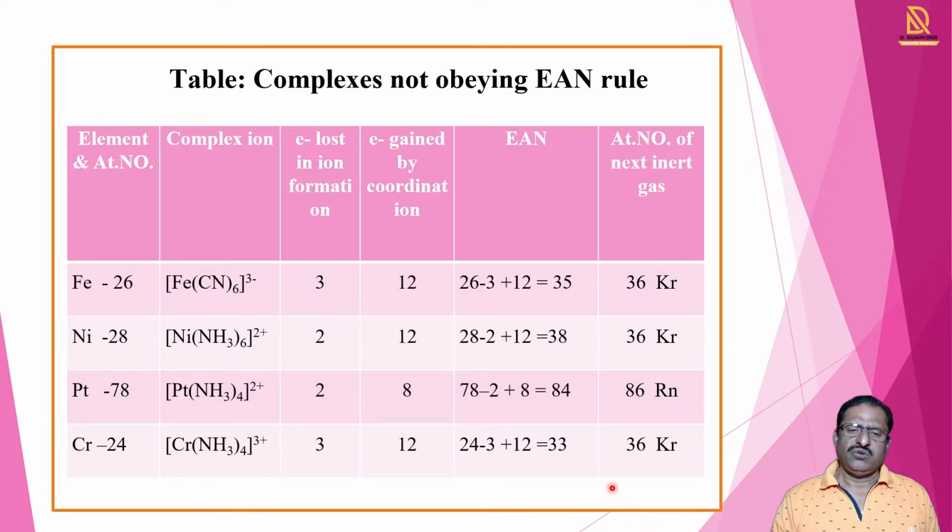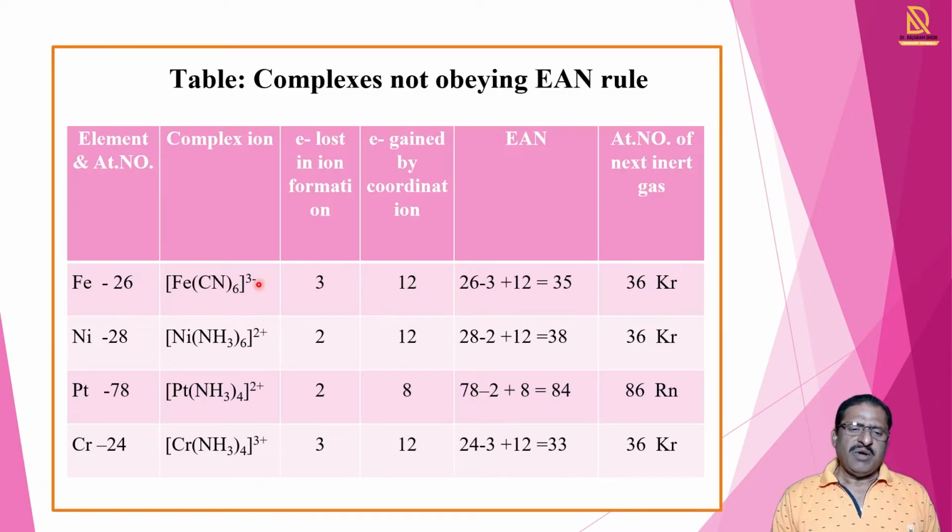Now this table 2 is for the complexes which do not obey the EAN rule. Here in Fe we have taken ferricyanide, Fe(CN)6 3-, meaning this is K3 ferricyanide. K3 ferricyanide has EAN 35, but K4 ferrocyanide has EAN 36, meaning both these compounds are stable. These compounds are good reagents we use in the laboratory. But according to Sidgwick, one is stable, obeying EAN, and the other does not obey EAN. So this is one drawback, or one limitation, of this theory.